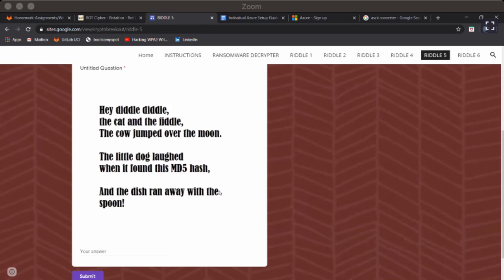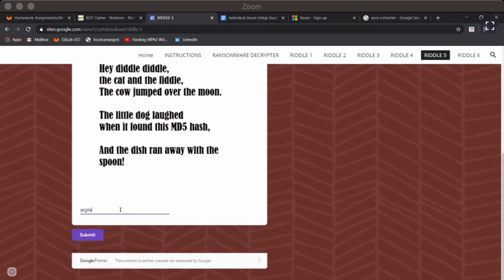I googled MD5 hash decryptor. I clicked the first link. It says enter your MD5 hash below and cross your fingers. I hit decrypt, and it gave me found Argyle. Argyle? Argyle. Good job.